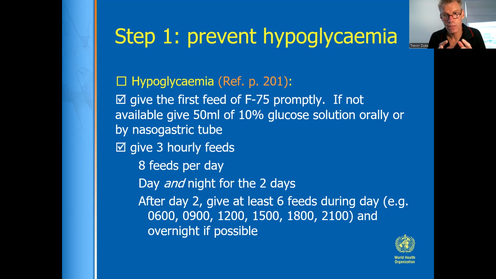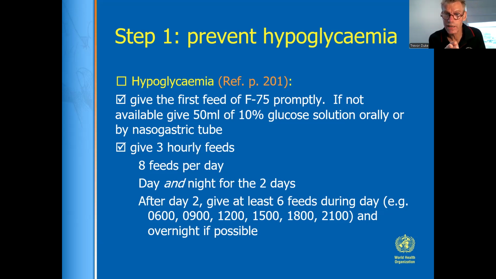Not every healthcare facility has F75, but if you don't, then give whatever milk formula that you have. They won't always be ideal. They may not have adequate electrolyte composition, or they might have a protein content that's a bit high and a caloric content that's a bit high to start with. Even so, feeding the child is the most important thing to prevent further deterioration because of hypoglycemia or hypothermia, particularly.